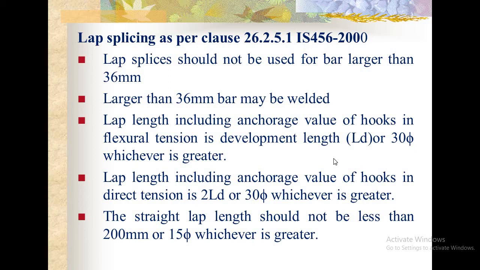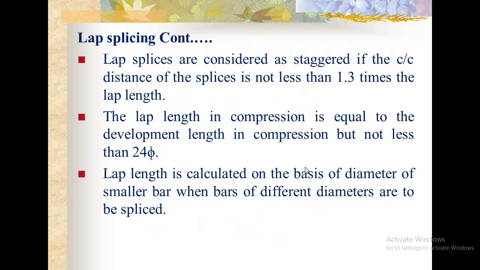The lap length including anchorage value of hook in flexural tension is the development length, actually the LD, or 30 times the dia, whichever is greater. Lap length including anchorage value of hooks in direct tension is 2 times the development length, or 30 times the dia, whichever is greater. The straight lap length should not be less than 200 mm or 15 times the diameter, whichever is greater.